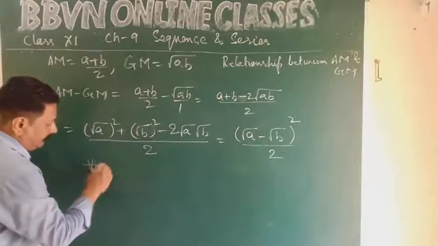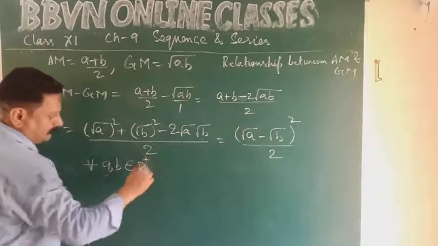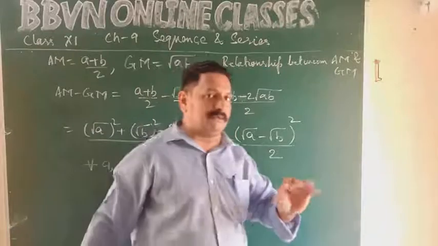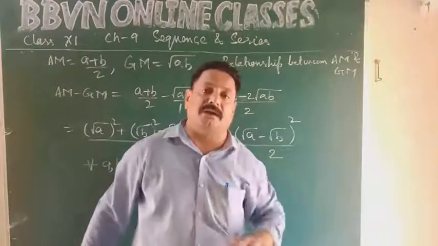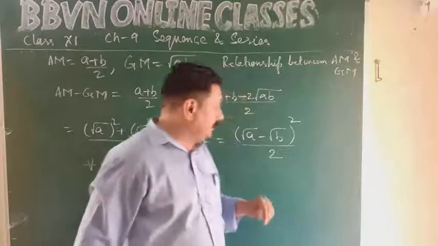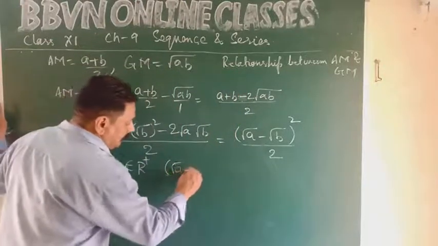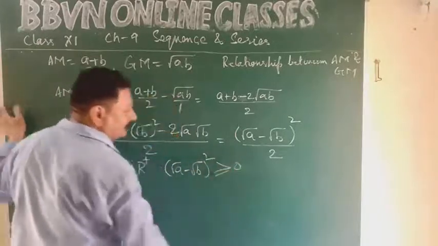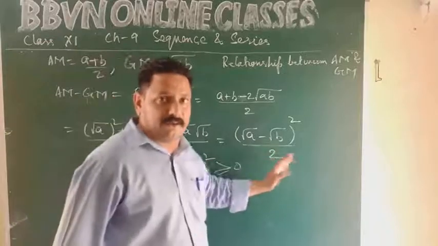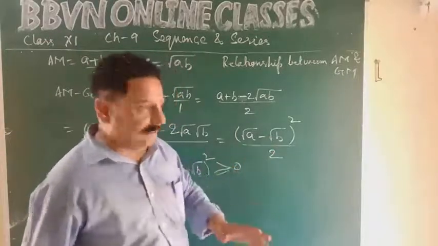Now for every a, b belongs to R plus, when a and b are both positive, ये पॉजिटिव होंगे तभी तो अंडर रूट a और अंडर रूट b real होगा, otherwise वो complex हो जाएगा. Right? So we know that under root a minus under root b whole square is always greater than or equal to 0, unless b is equal to a or a is equal to b.